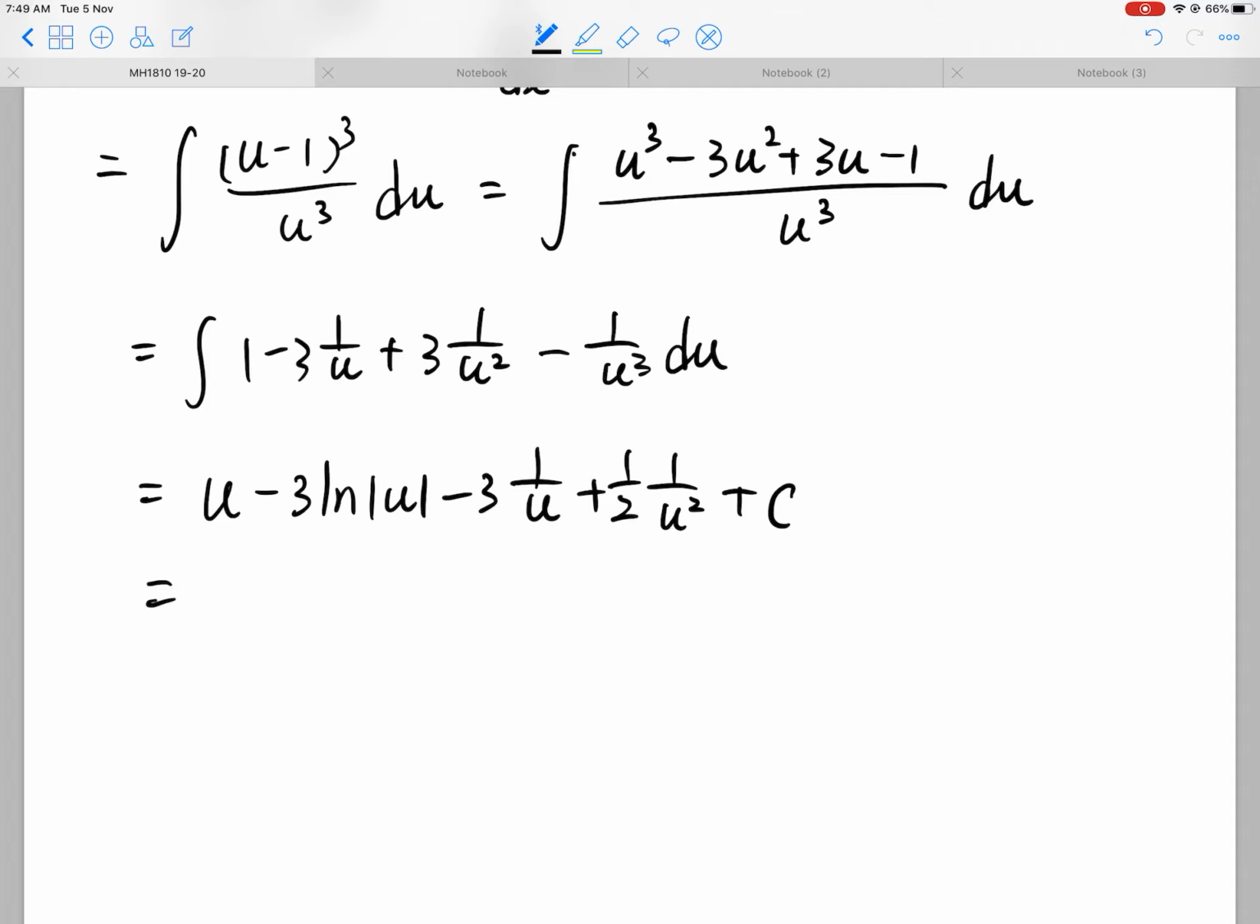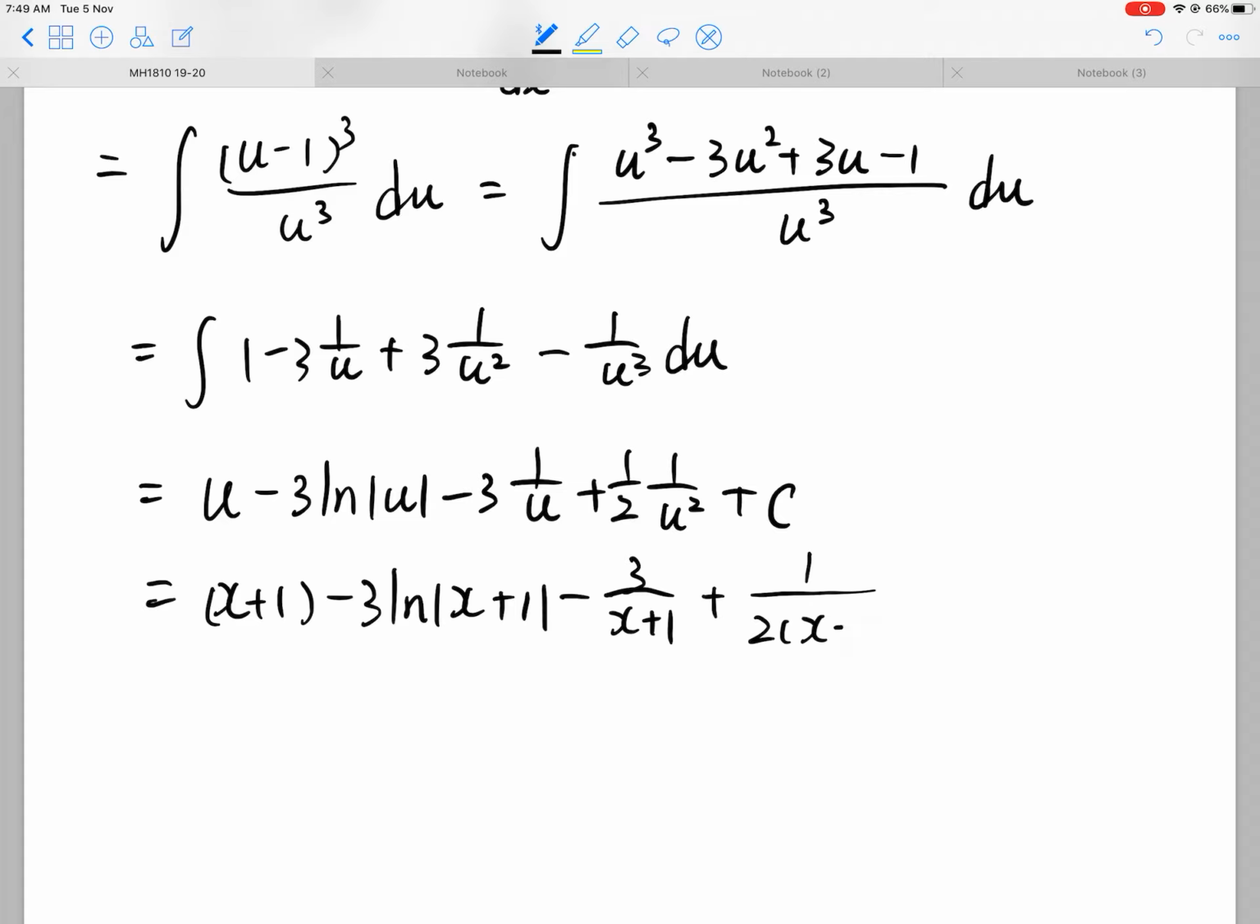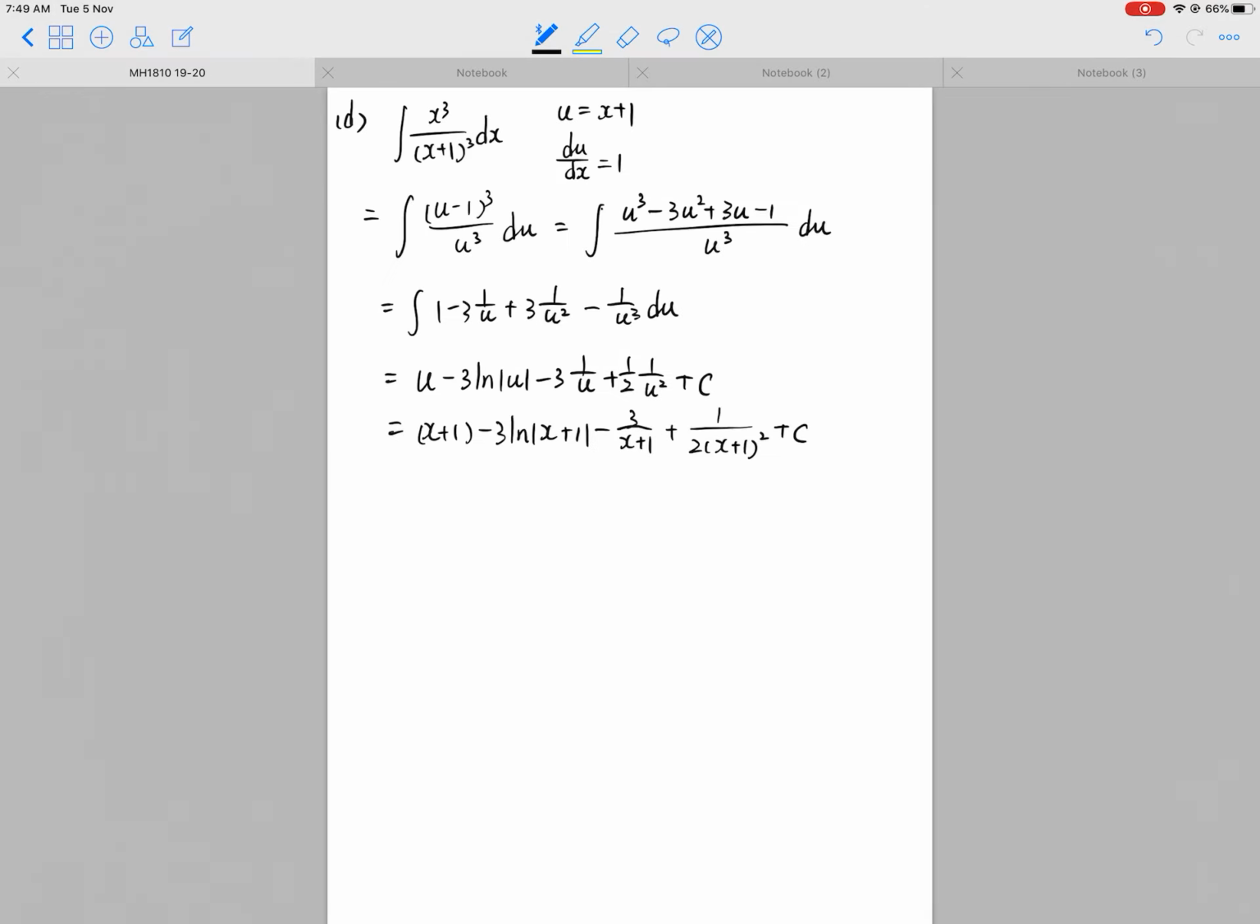Okay, then you sub x back. It should be x plus 1, minus 3 log of x plus 1, minus 3 over x plus 1, plus half times (x plus 1) squared, plus c.